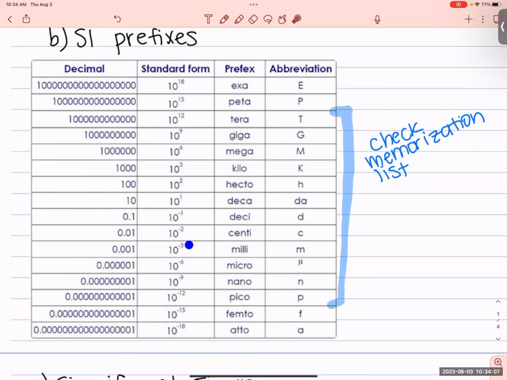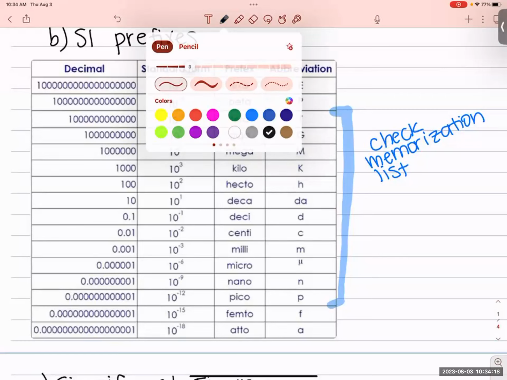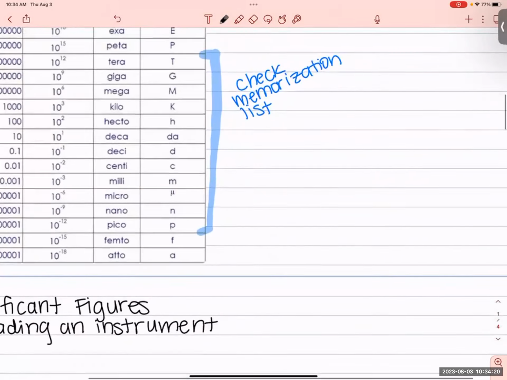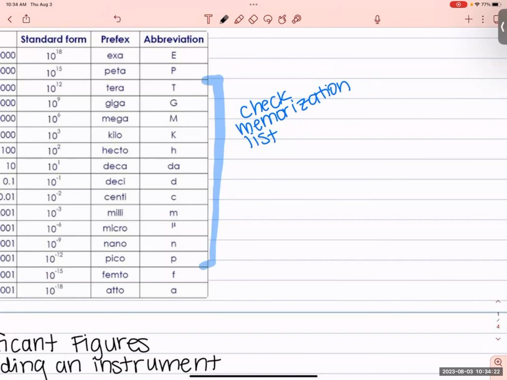So I highly recommend that you just memorize the power of 10 for each of the prefixes and know their abbreviations. So for example, I would want you to know that centi means 10 to the negative 2. That's it. I would just want you to know how to say this, what the abbreviation means, and then what power of 10 it goes with.